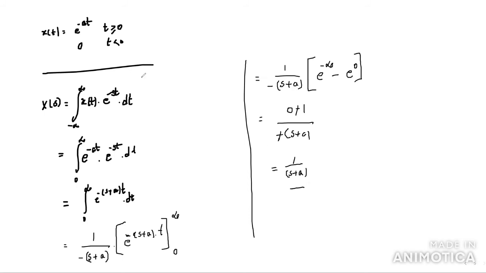Now, sir, how to represent it in a graphical manner? So what is meant by graphical manner here? Why are you speaking about this particular graphical manner? So here comes the concept called region of convergence.